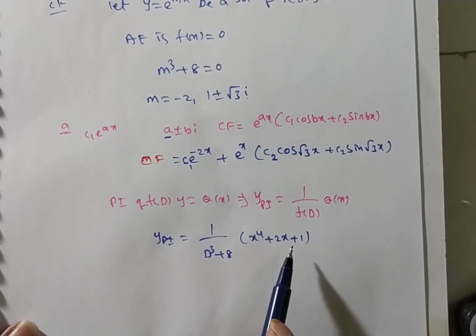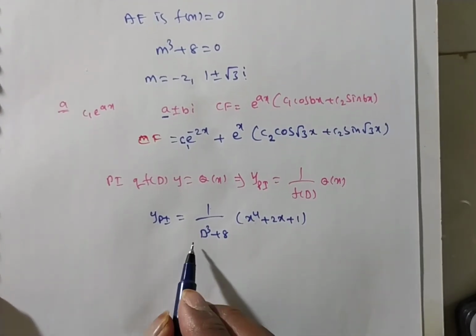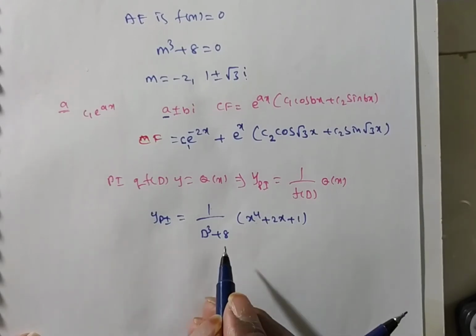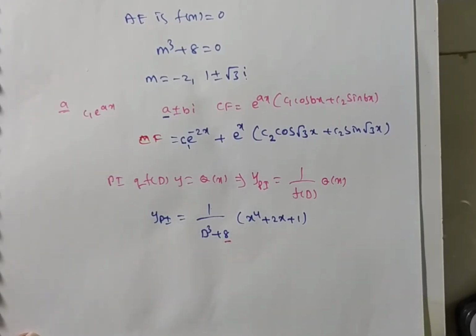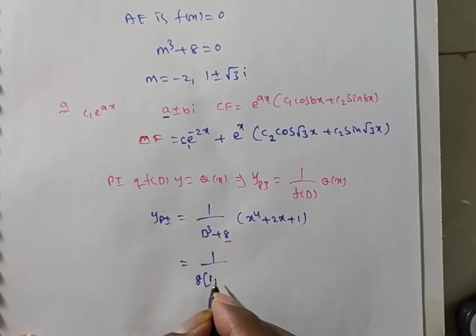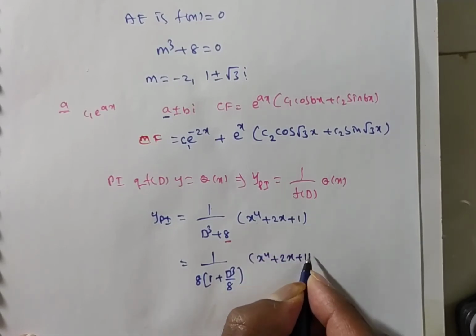So go for the shortcut method. In the shortcut method, from the f of D we have to bring out the lowest degree term. What is the lowest degree term here? 8. So bring out 8 outside. Then you will have 1 by 8, 1 plus D cube by 8, into x to the power of 4 plus 2x plus 1.